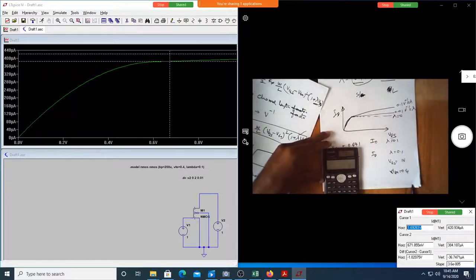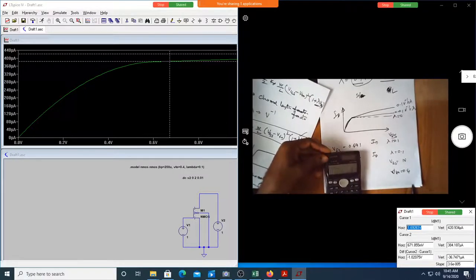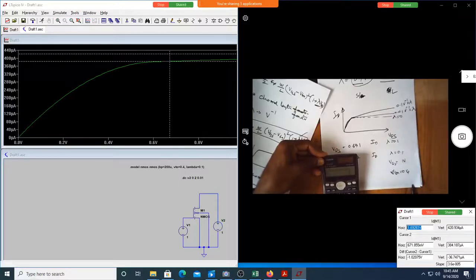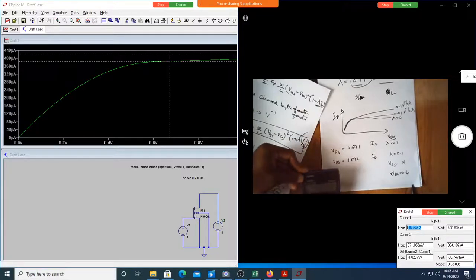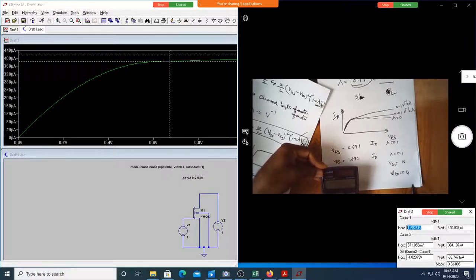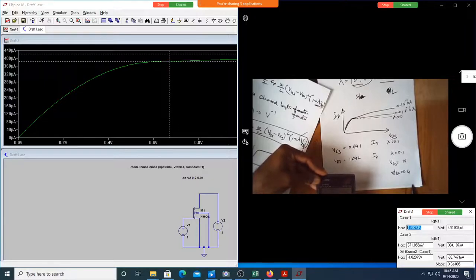It is now 0.5 into 200 exponential minus 6 into 0.4 square into 1 plus 0.1 into 0.1 into 0.671. Is it correct?